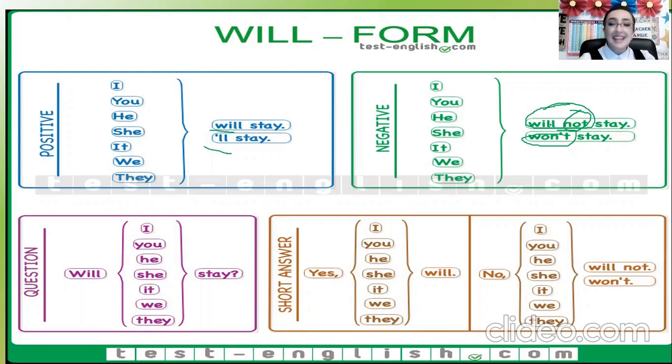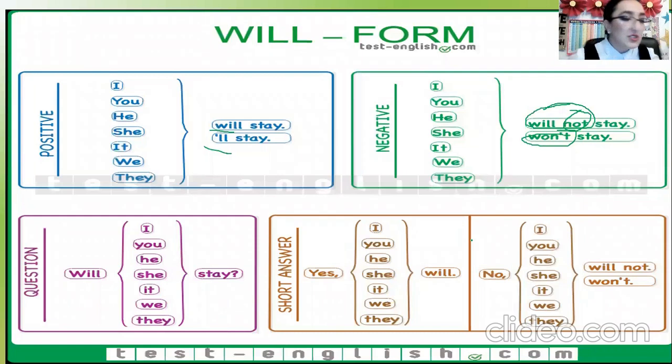That's the situation when you are saying yes and when you are saying no. Till this moment, do you believe that it's kind of simple? Well, if that is clear, I believe we are going to continue with this. Okay, that's verb to be. We already know how to create it, okay?